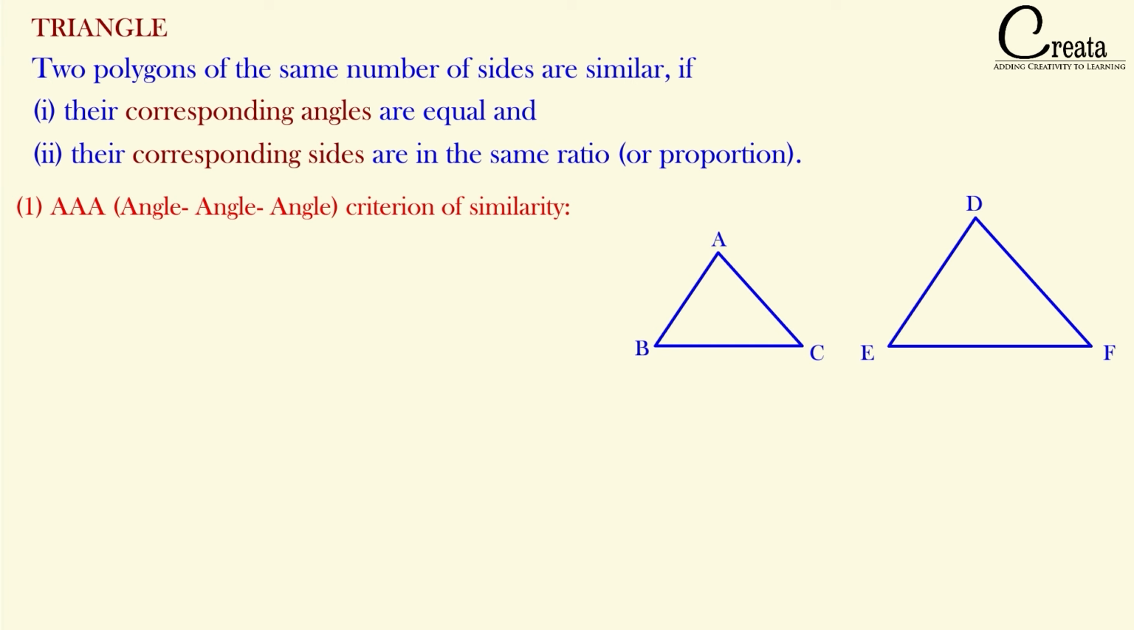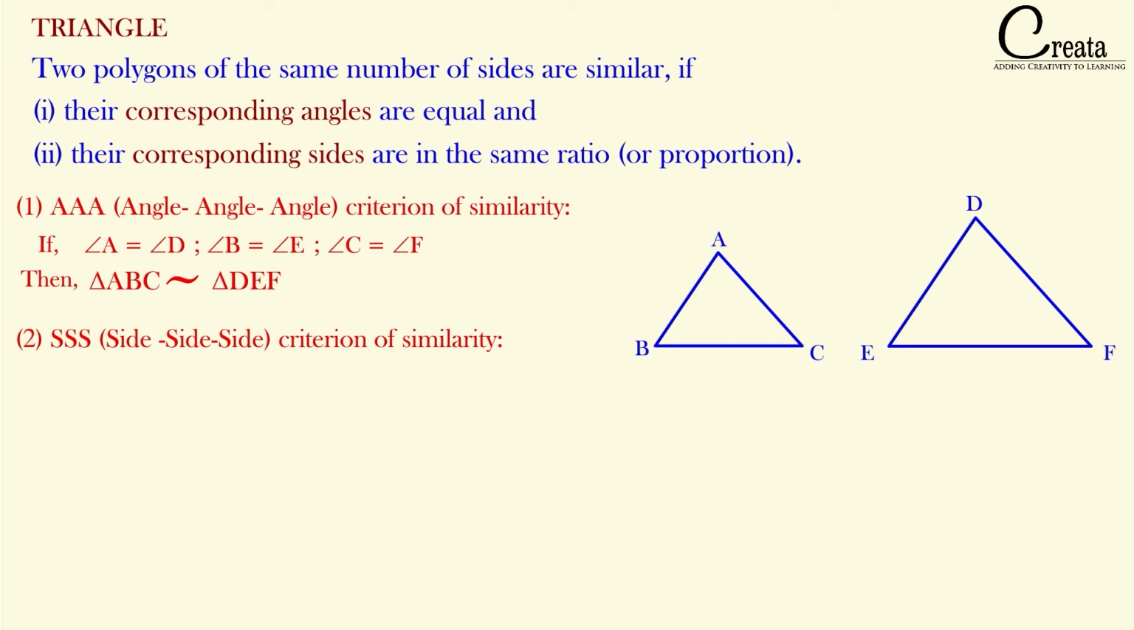As per AAA criteria, if only the corresponding angles of two triangles are matching with each other, then the two triangles are similar to each other. We do not have to go for the second condition, that is the corresponding sides. The ratio of the corresponding sides will automatically be equal if the corresponding angles are matching with each other. So as per angle criteria, if we have two triangles and the respective corresponding angles are matching with each other, then we do not have to check for the ratio of the corresponding sides, the second condition. The two triangles will automatically be similar to each other. So this is the first criteria.